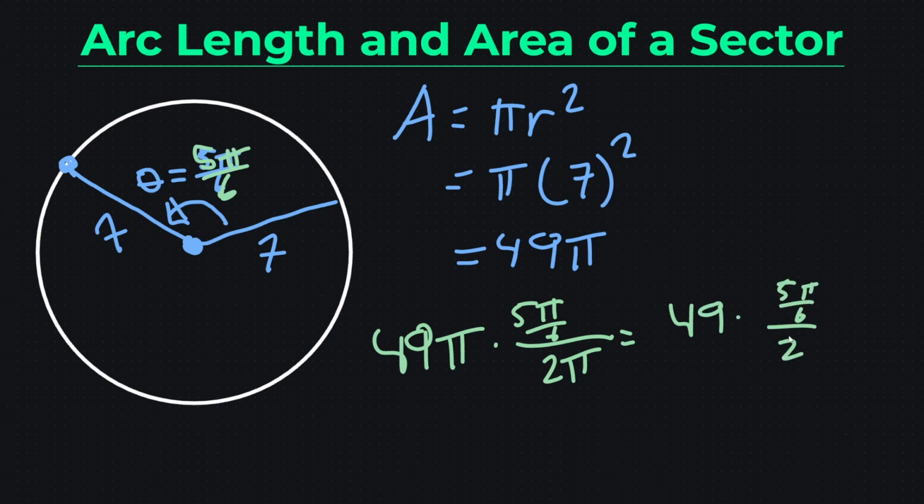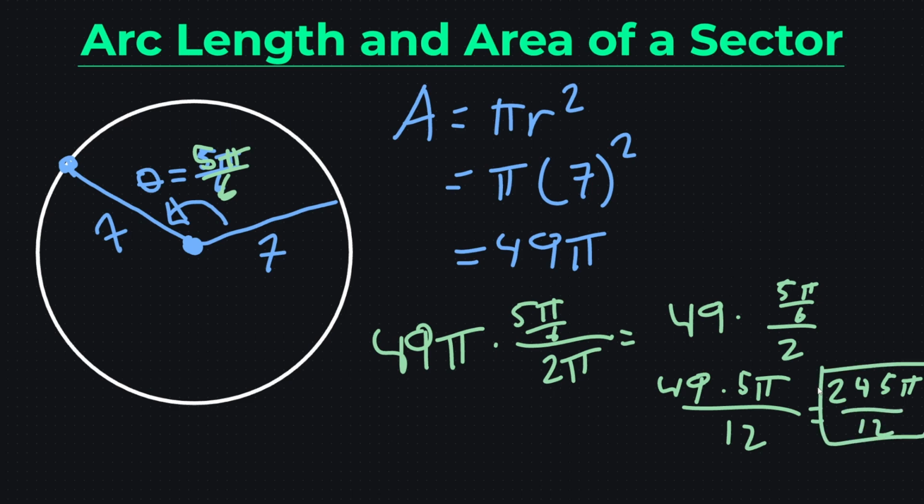I can combine the 6 and 2 because they're both denominators. So this is 49 times 5 pi all over 12, 2 times 6. And this is going to give me a final answer of 245 pi over 12. Now, you will usually get a nicer, cleaner number, but it doesn't really matter as long as you follow all these steps carefully.